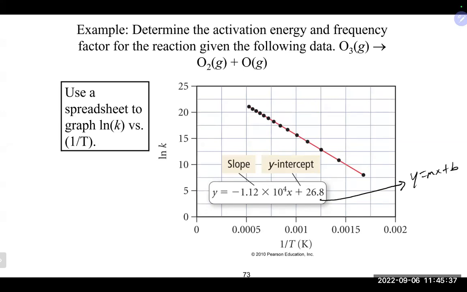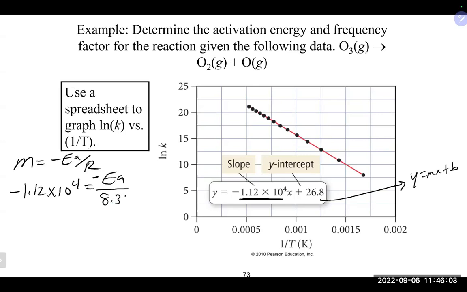So in this case, we do want to determine the activation energy and the frequency factor here. So very simply, the slope is equal to minus Ea over R. So very simply here, our slope is this number right there. So that would mean that we have negative 1.12 times 10 to the 4 is equal to minus Ea over 8.314 joules per Kelvin per mole.